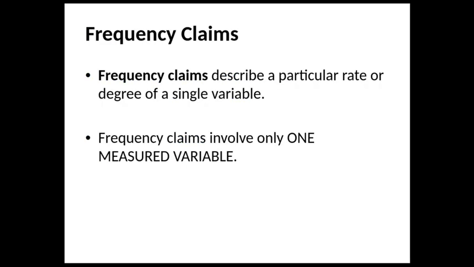So again, to review, frequency claims describe a particular rate, a degree, a ratio of one single variable. So frequency claims involve only one measured variable. 8 out of 10 people think that sports are awesome. 4 out of 5 dentists recommend Colgate, as I said before. 50% of people are sure about what they want to do in life. That's probably not true at all, but that would be an example of a frequency claim, and it's one measured variable, which means one number that you're getting. A lot of times it's a poll or off a questionnaire, something like that.